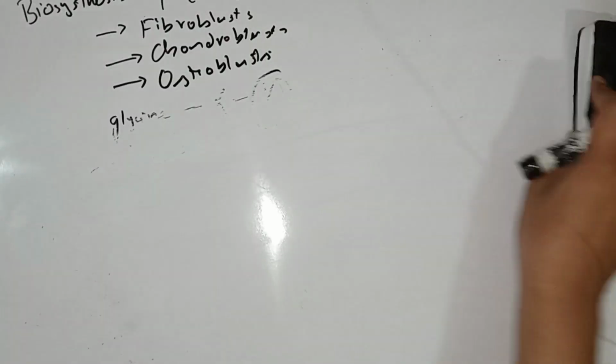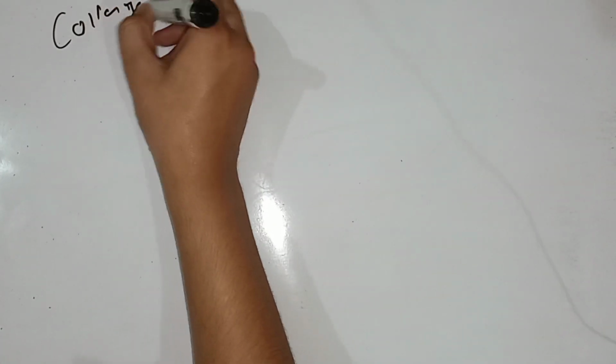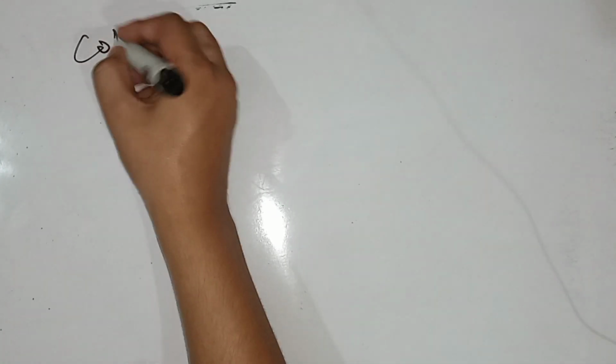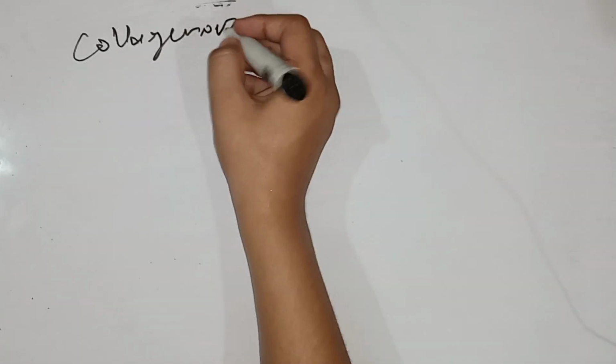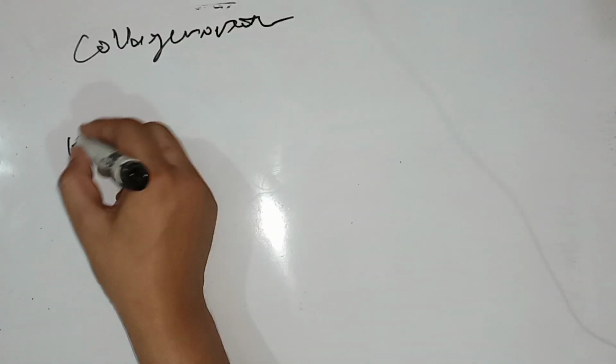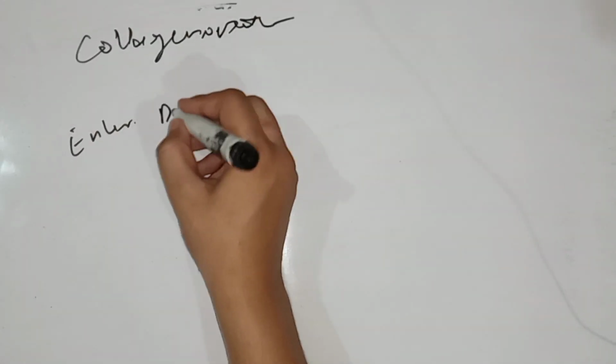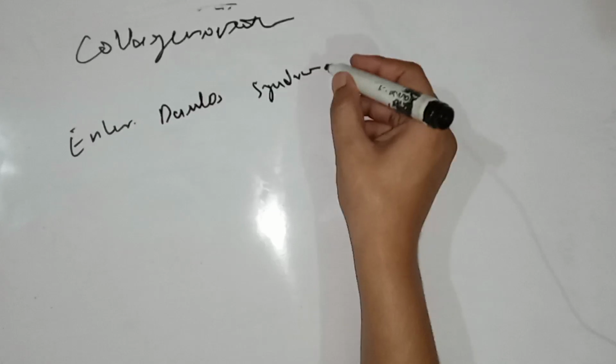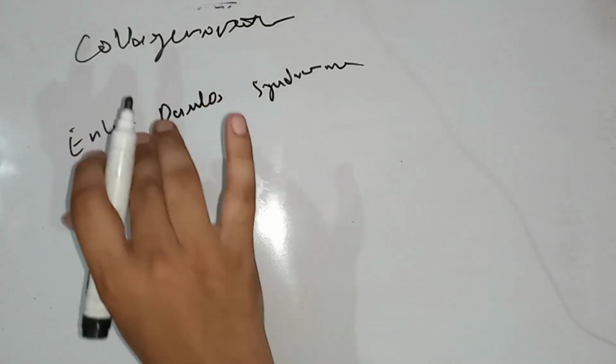Next, we should know some diseases due to abnormal synthesis of collagen, which are called collagenopathies. These collagenopathies include Ehlers-Danlos syndrome and osteogenesis imperfecta. What happens in Ehlers-Danlos syndrome? It is a heterogeneous generalized connective tissue disorder.